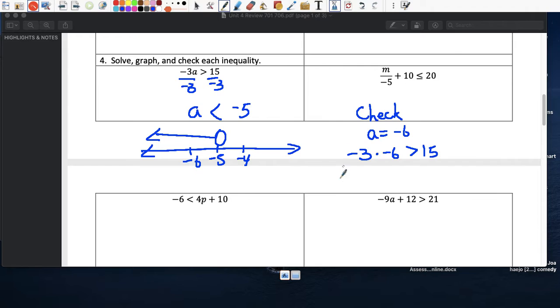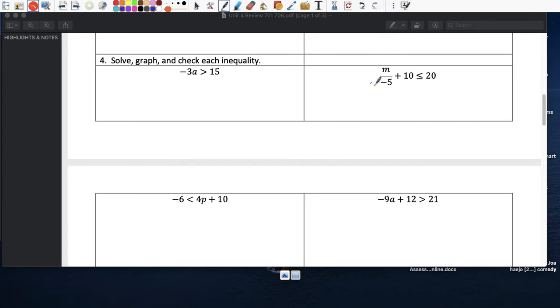-3 and -6 is a negative times a negative, which is positive 18. And 18 is definitely greater than 15, so we are good. Oh my god, I don't believe I forgot. And I just mentioned it too. Here we did -10 on both sides.